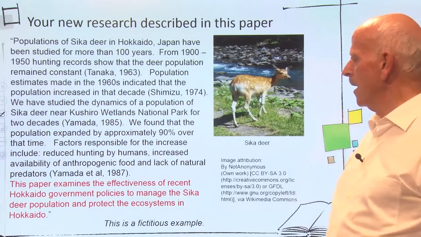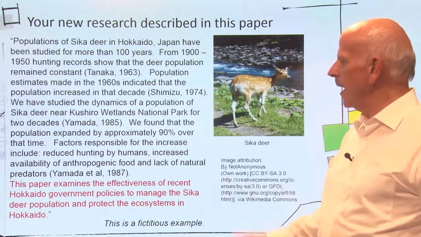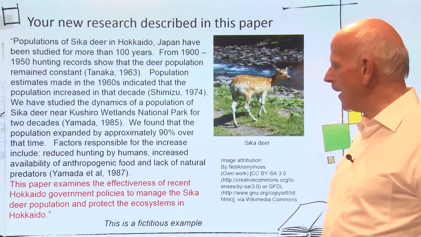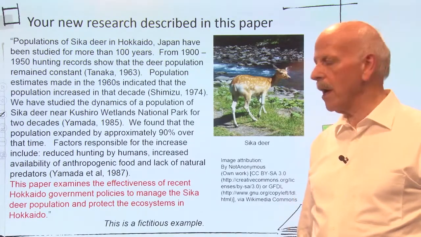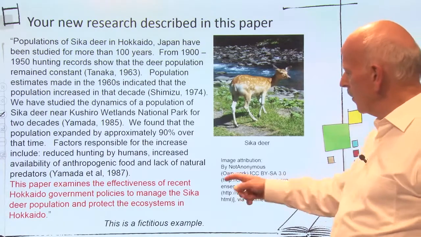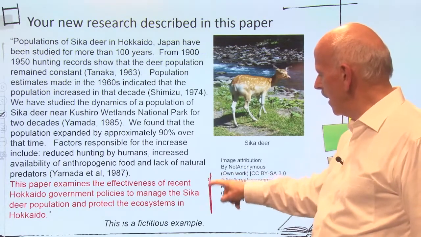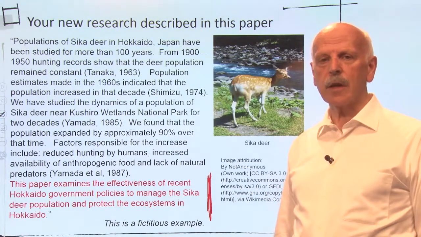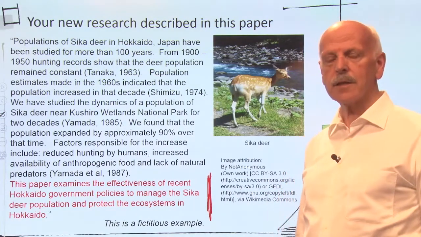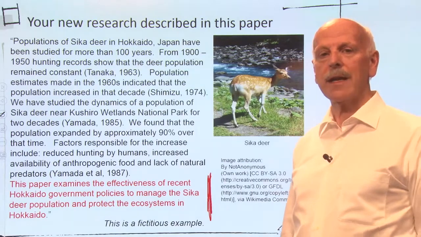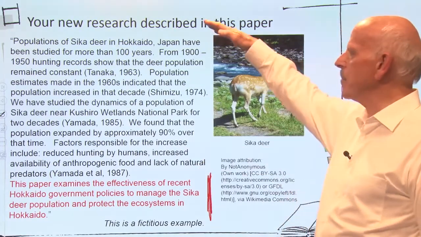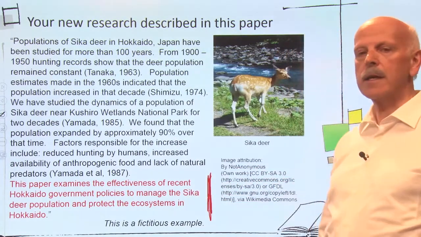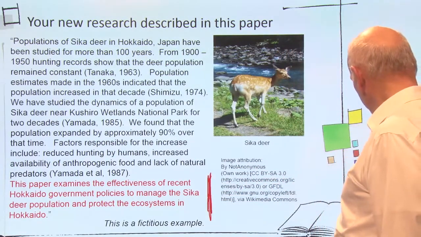And lastly, this is the conclusion of the paper. This paper examines the effectiveness of recent Hokkaido government policies. So this part here is part 2 of the function of the introduction. It tells the readers what you have done in this paper. Everything else is background. Everything in black here is background. Just this red part here tells the reader what is coming.